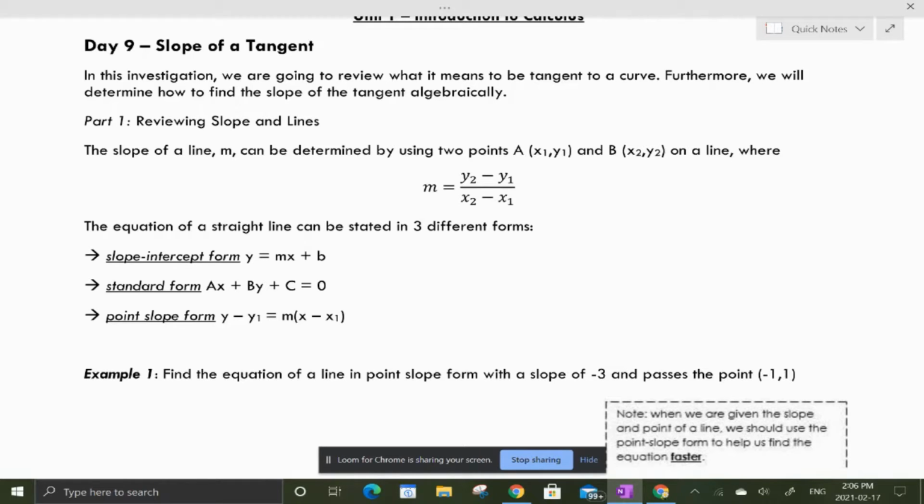You also probably learned about 3 different forms of lines. Now, generally speaking, most of you are familiar with the first 2 forms, which is the slope-intercept form, also known as y equals mx plus b, and then standard form, which is ax plus by plus c equals 0. There's actually a third form that we like to call point-slope form, and that particular form helps us create the equations of lines a little bit quicker, depending on the information that you're given. So let's take a look at our first example.